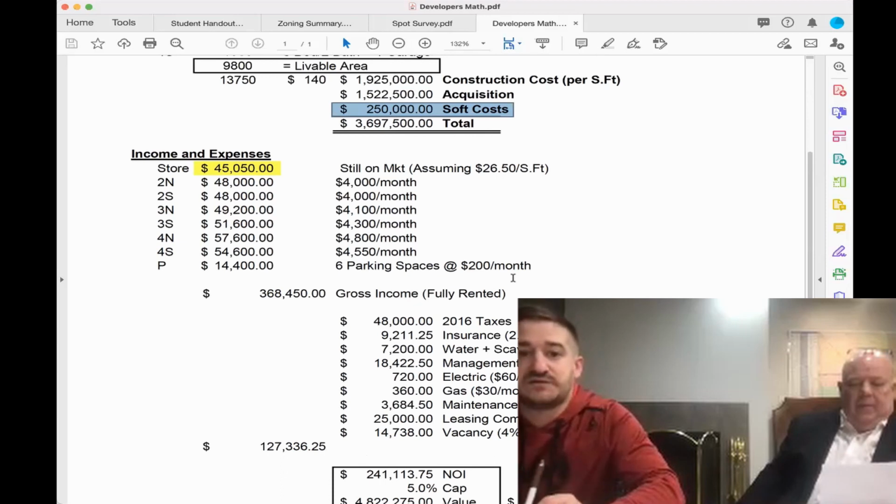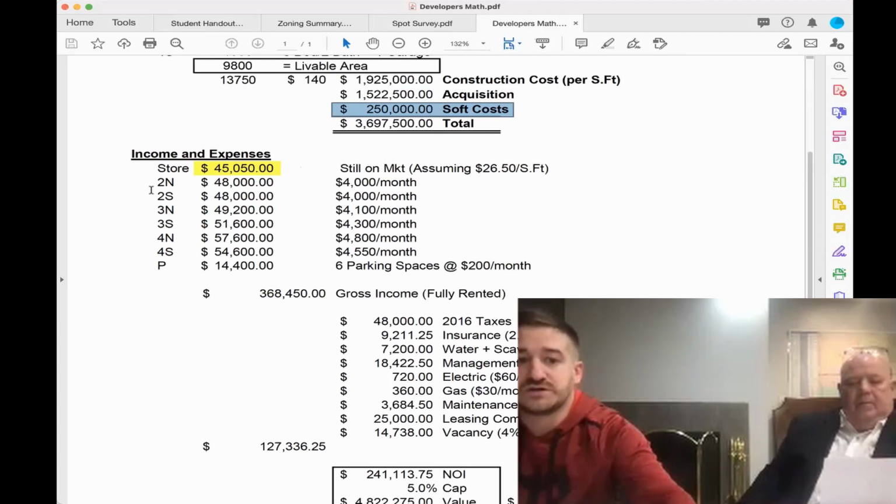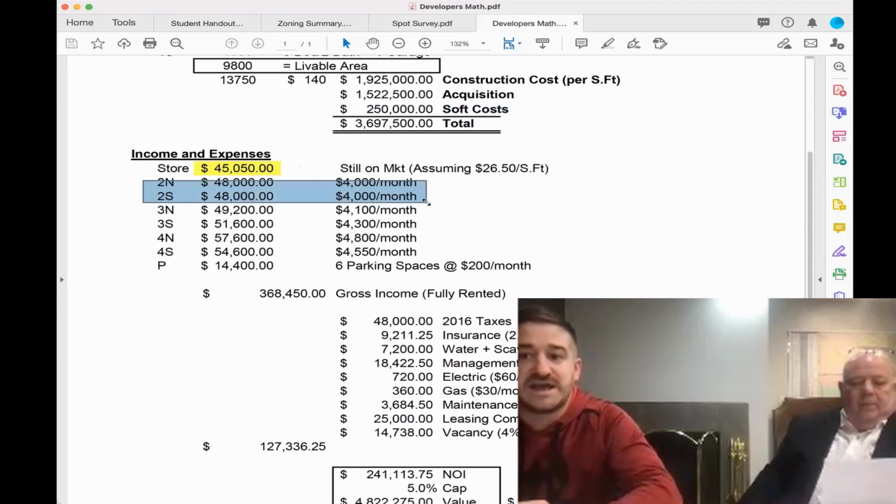Based off of the size of the unit that he built and the finishes he's going to put on the individual units, he's saying he can get $4,000 a month for the second floor, $4,100 for the third floor, and $4,500 for the fourth floor. So the first two units, he got $4,000 a month or $48,000 a year. If you're doing a rental building in this scenario, you always get your annual gross rent.